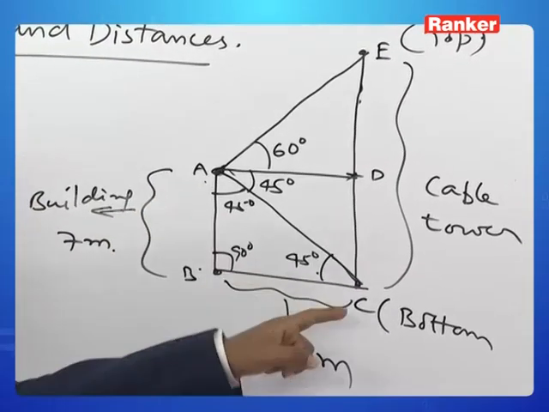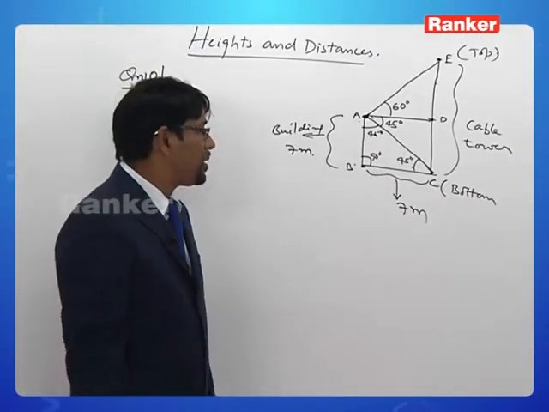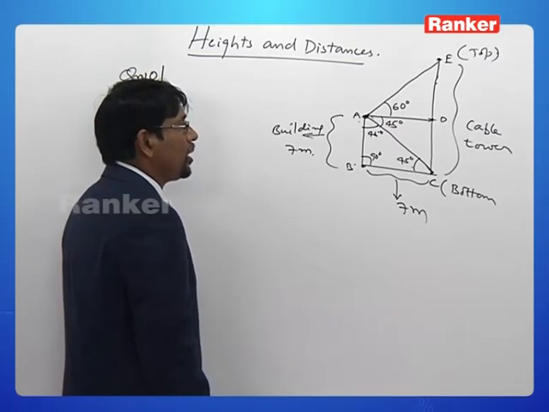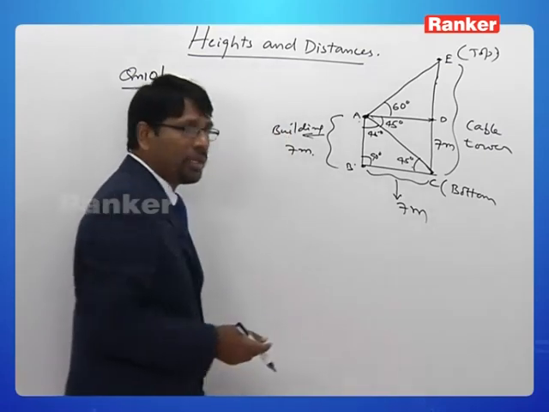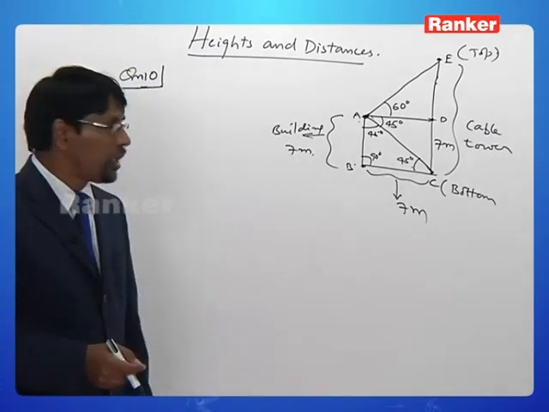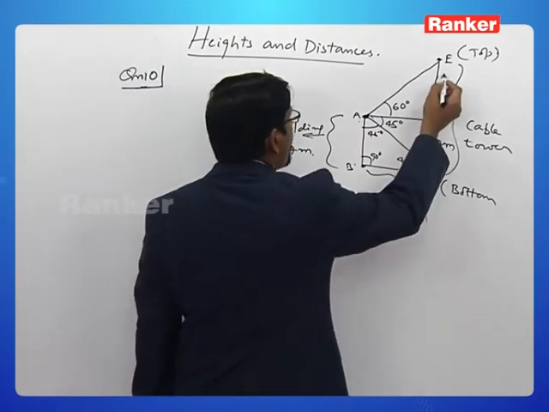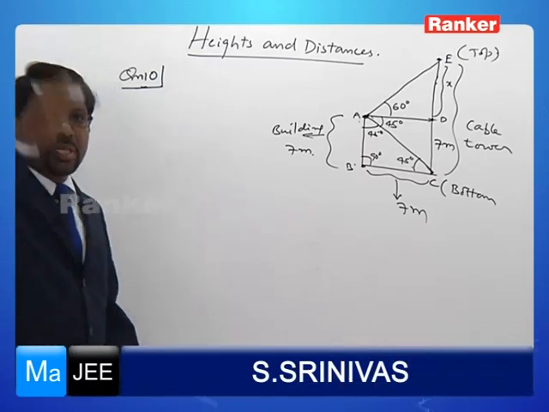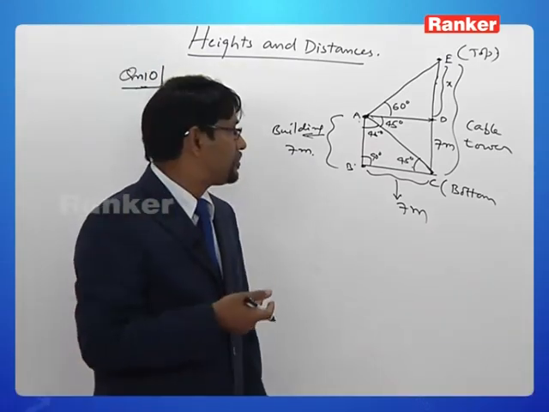So AB by BC is tan 45, that is equal to 1. So AB is equal to BC, so BC is 7 meters here. And this is also 7 meters, it's kind of forming a square. ABCD is forming a square. Let us call this length some x. 7 plus x is the total height of the tower.